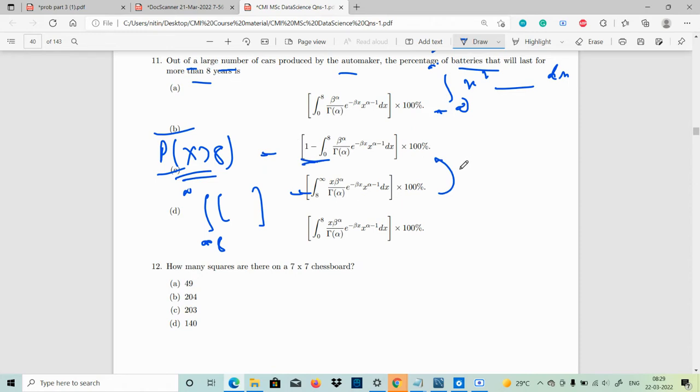Do you understand why these two things are equal? Anyone? This one is not the same thing, because here x is given, so the result is going to be different from this one. So the answer is B here, because if you find this and do 1 minus this particular thing, you will get the probability of x greater than 8. Do you understand the question or not? Anyone? Do you have any problem?